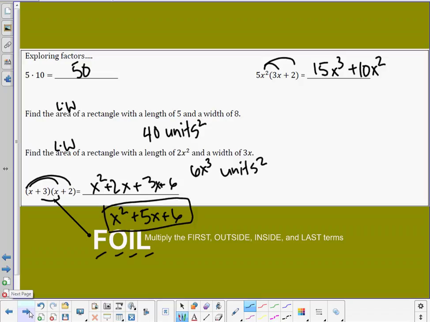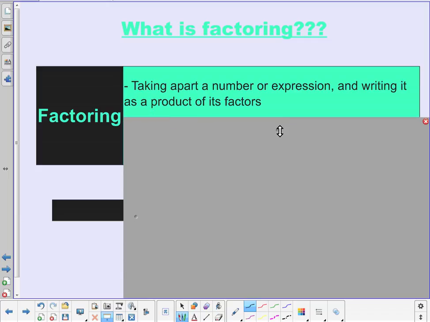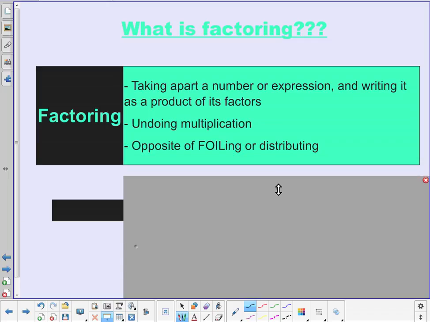Now, here's the thing about factoring. Factoring is undoing that multiplication, taking apart a number or expression and writing it as a product of its factors. In other words, undoing multiplication, or the opposite of FOILing. That's what's happening when we factor things out.